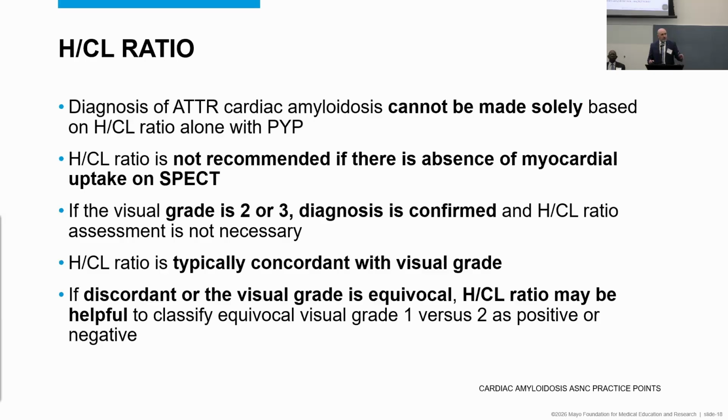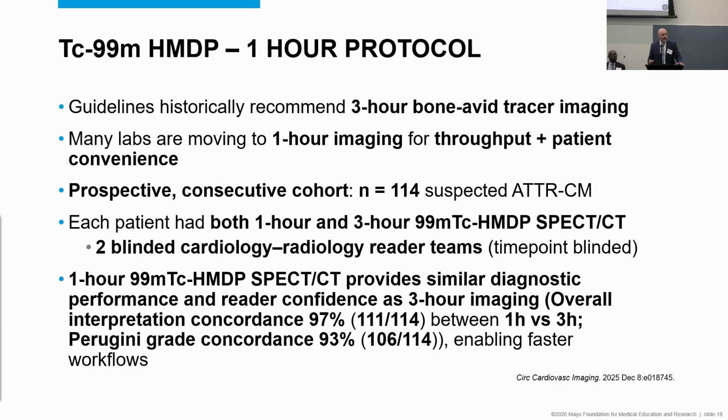For diagnosis, again, the ratio is not recommended in the absence of myocardial uptake on the SPECT. If we look at the muscle and there's no tracer uptake, then that's likely blood pool, and even if the ratio comes back high, that doesn't indicate it. If you have grade 2 or 3, it's confirmed. Again, the heart to contralateral ratio is not necessary. It's typically concordant, and it's helpful in grade 1: if it's high and you have a grade 1, that potentially could help you say this is positive or negative.